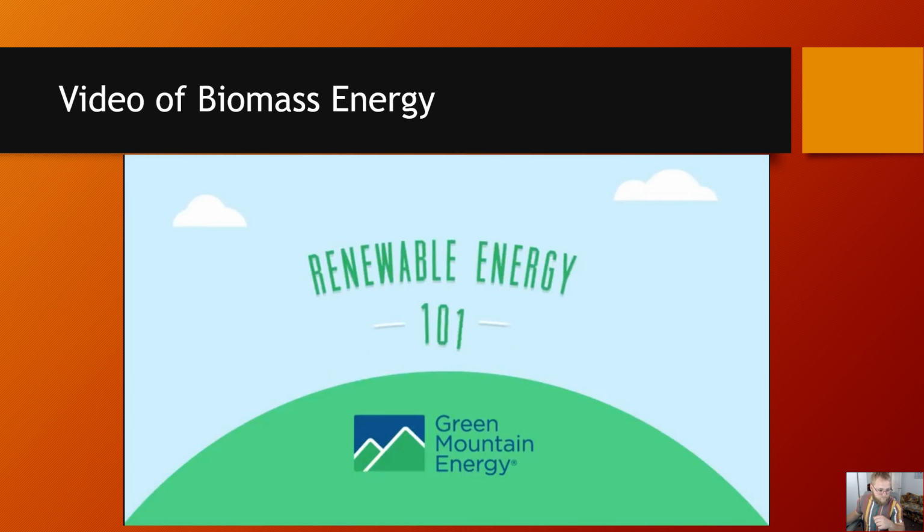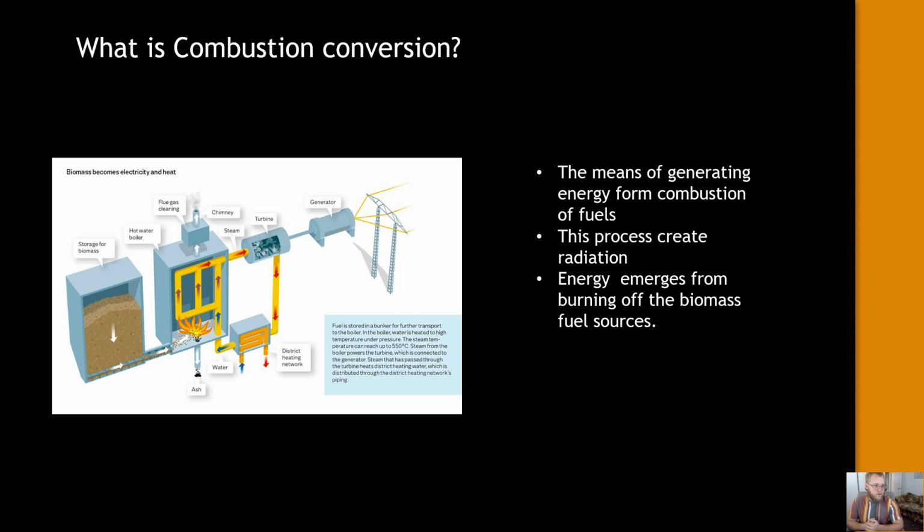Sweet. Renewable Energy 101. So now we're moving on to combustion conversion. So what is combustion conversion? Basically, it's the means of generating energy from combustion of fuel. So those wood chippings, those pallets, anything that we can throw in that's going to get burned off as our fuel source is going to fall into this category. In this process, of course, we see that it creates radiated thermal radiation heat. So in this one, energy emits from burning off the biomass fuel source, like I said.